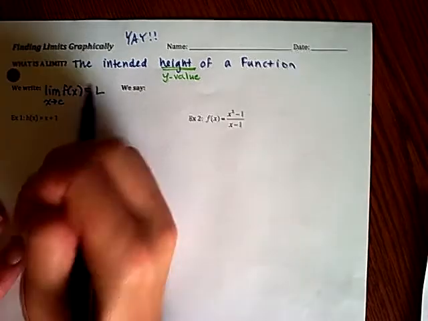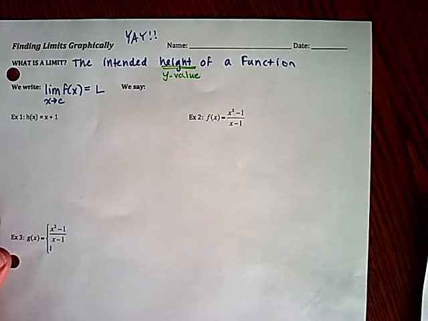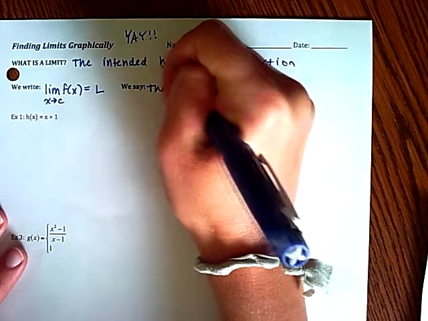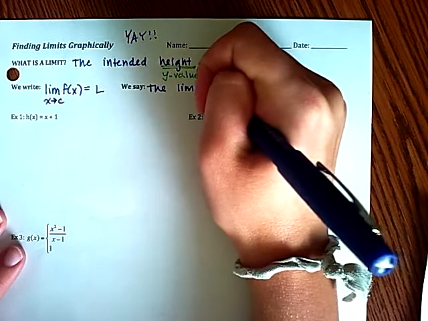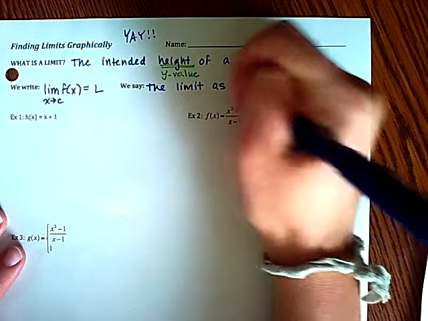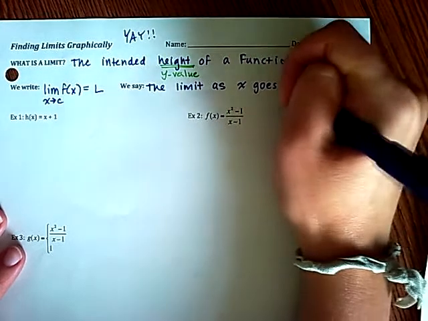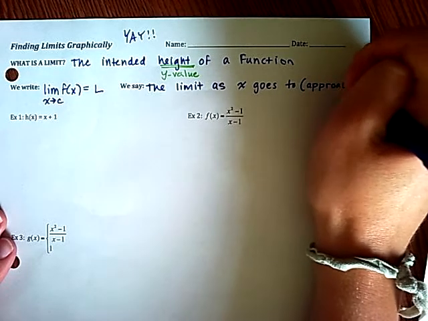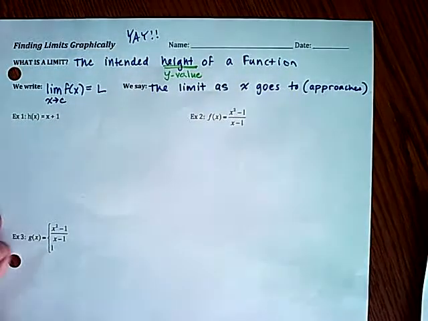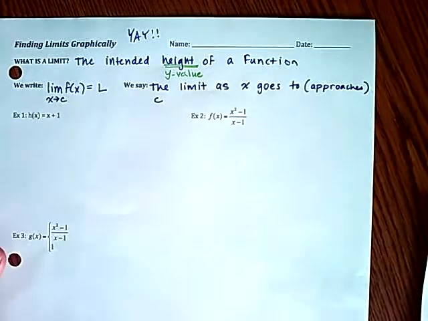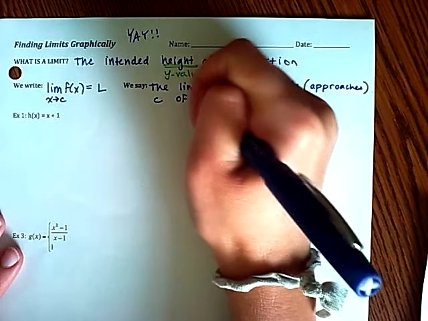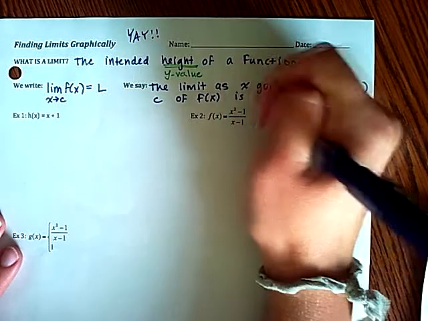So first of all, the way we would read this is we would say the limit as x goes to, or you could also say approaches, c of f of x is L.